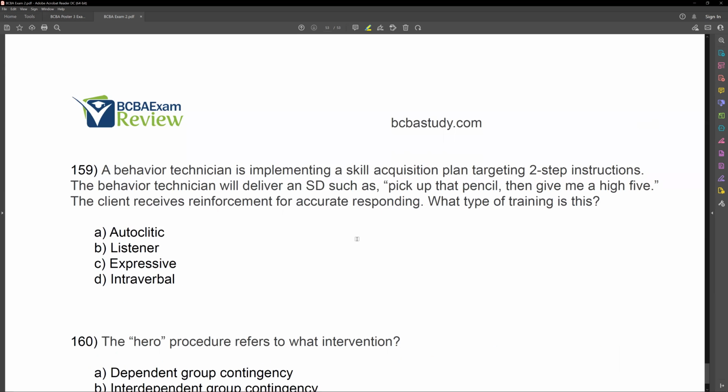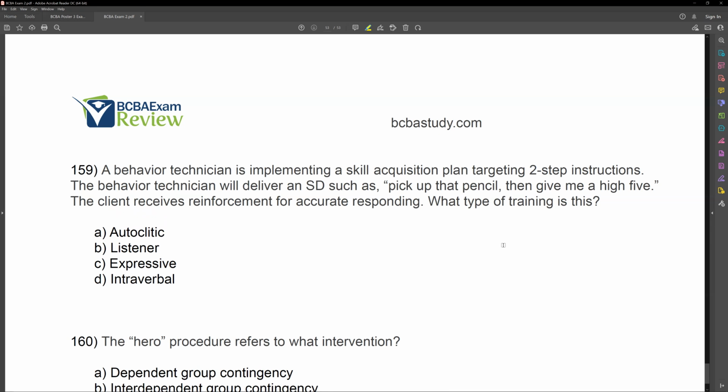159, a behavior technician is implementing a skill acquisition plan targeting two-step instructions. The behavior technician will deliver an SD such as pick up that pencil and give me a high five. The client receives reinforcement for accurate responding. What type of training is this? All right, the client is receiving reinforcement for accurate responding. How is the client responding? What must they do? Well, the client must respond to pick up that pencil, then give me a high five. Two-step instructions, they have to listen, right?